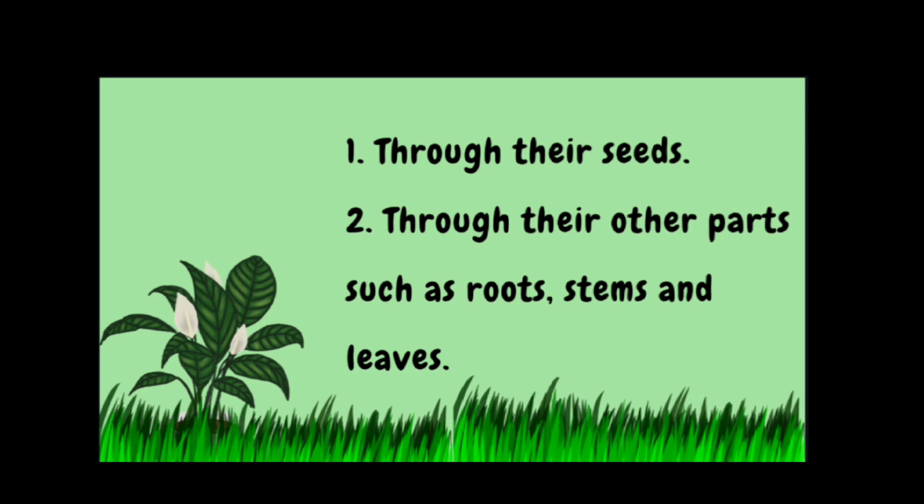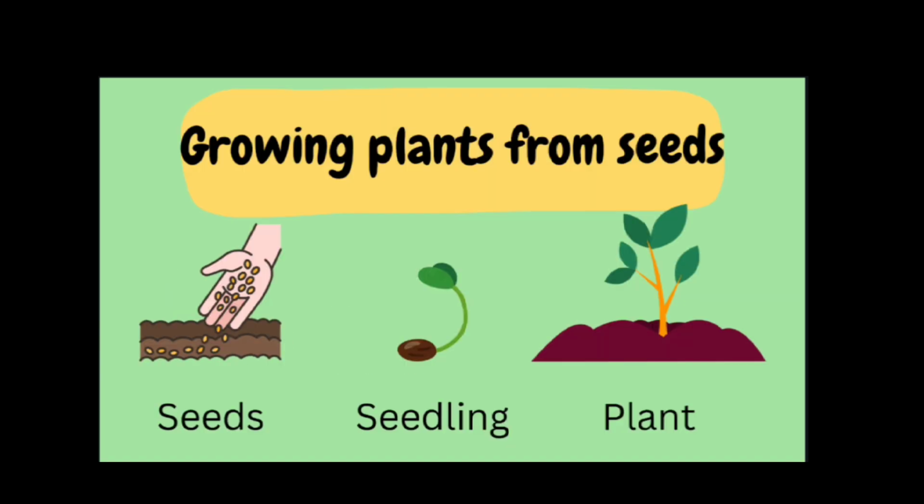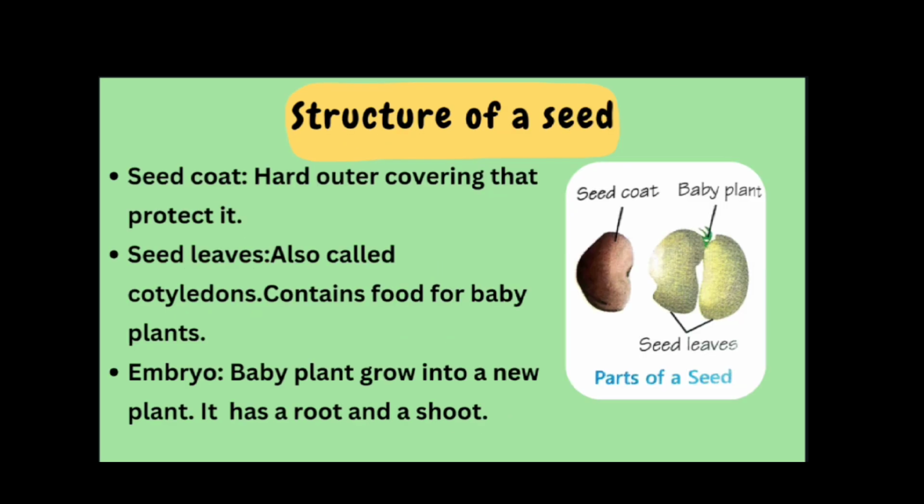Plants also grow. They grow in two ways, through their seeds and through other parts such as roots, stems and leaves. Growing plants from seeds. Some plants grow from their seeds. A seed grows into a seedling and the seedling develops into a plant.